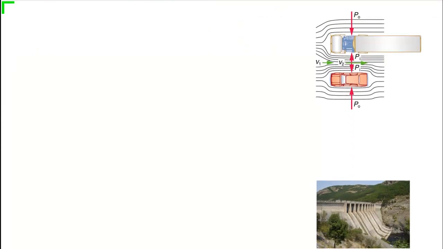Another example that we can take a look at is maybe when you're driving along the freeway, you might be driving next to a large truck or another car, and you notice it feels like there's something pushing you towards that truck or that car. So we have that situation here. Now, consider the car is moving this direction to the left, so is the truck.